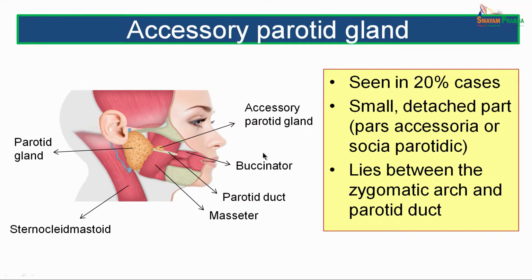This picture here shows us the parotid gland, the parotid duct coming out from the anterior border and travelling over the masseter muscle, and over the parotid duct we see a small detached part of the glandular tissue, which is the accessory parotid gland.